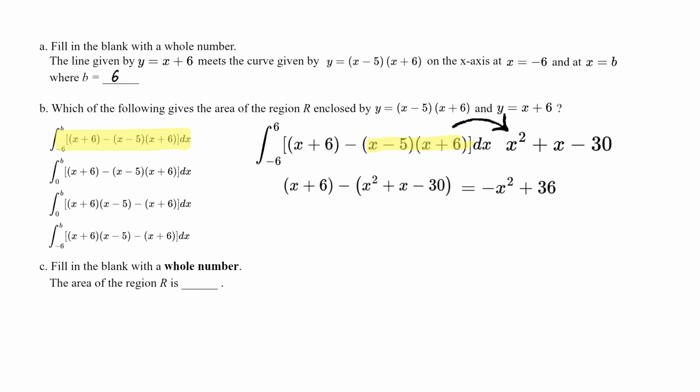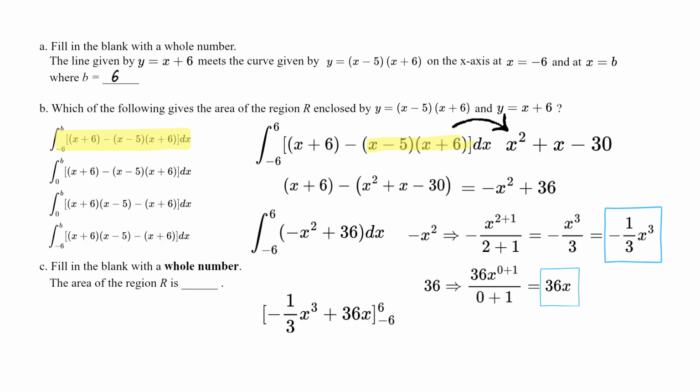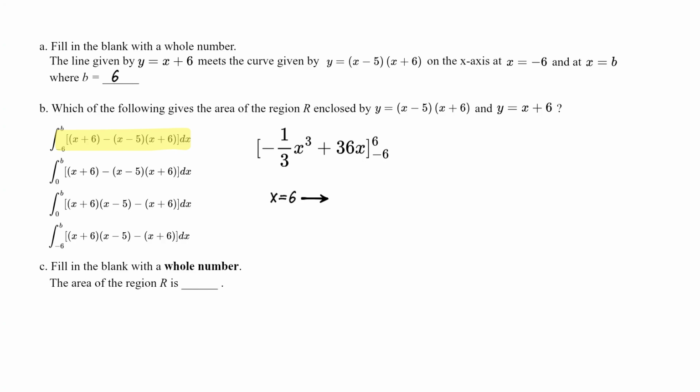Our simplified integral will be the integral from negative 6 to 6 of negative x squared plus 36 dx. Let's integrate each term. Negative x squared becomes negative 1 over 3 x cubed. 36 becomes 36x. So our antiderivative is negative 1 over 3 x cubed plus 36x, to be evaluated from negative 6 to 6. Next, we plug in our top limit, 6.